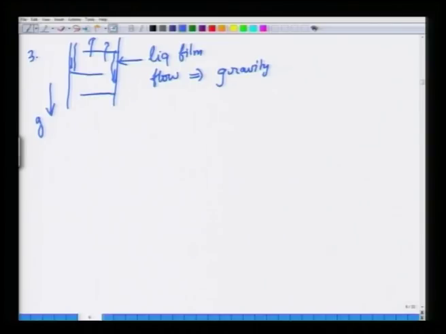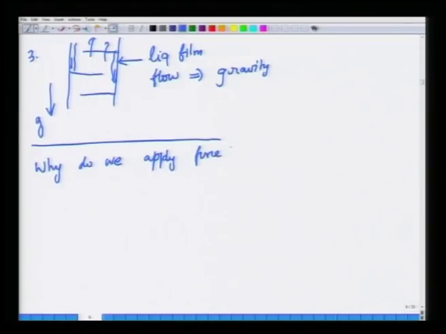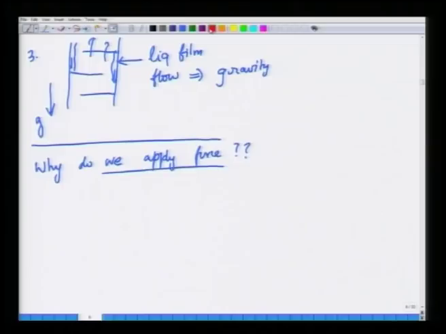Of course, there are many other ways in which flows can be driven, but you may ask, why do we have to apply a force? Why is an applied force necessary to drive a flow? Why do we apply forces? That is because a fluid resists deformation. We have to apply a force to push a fluid, to move a fluid in a pipe or in a reactor. That is because the fluid resists deformation because of its viscous nature.